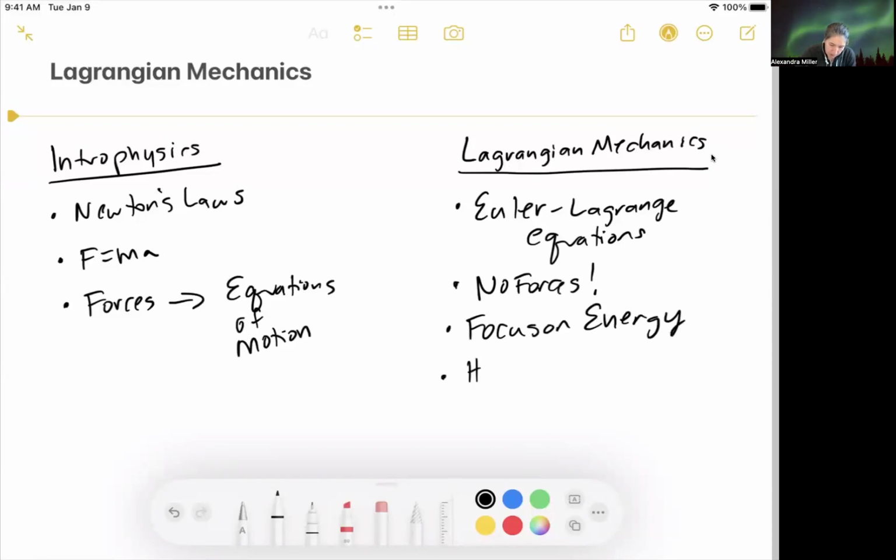And something known as Hamilton's principle, or the principle of least action, is going to be underlying everything. That's sort of going to be our key axiom in Lagrangian mechanics. And we're going to have an object known as a Lagrangian, which is going to sort of be the defining object for our system.